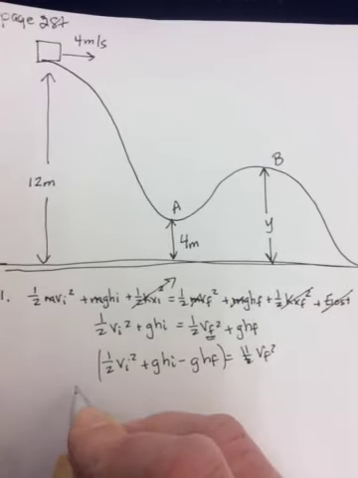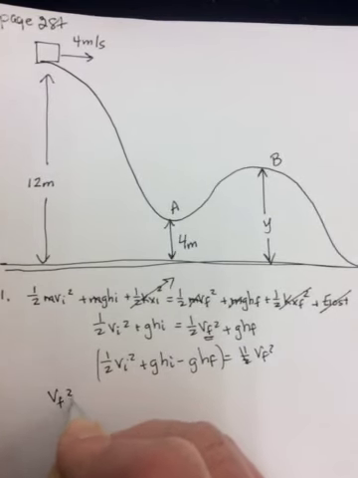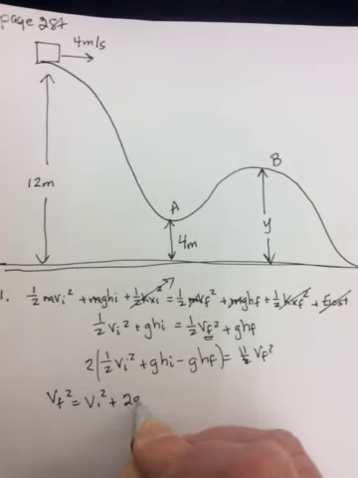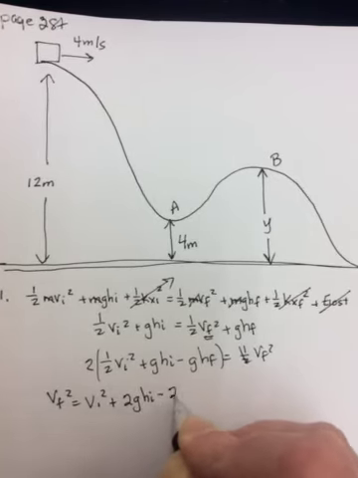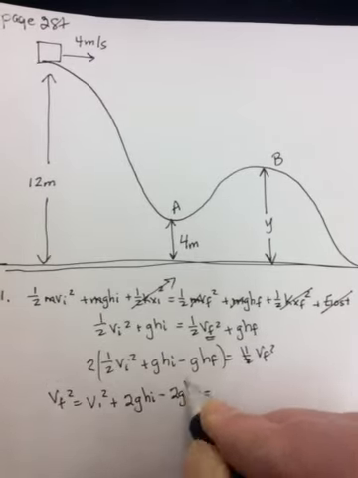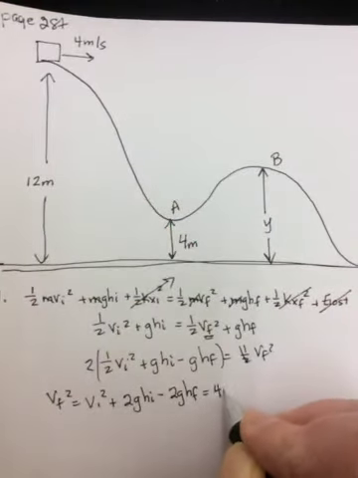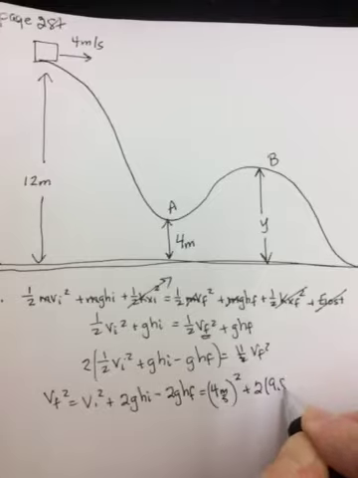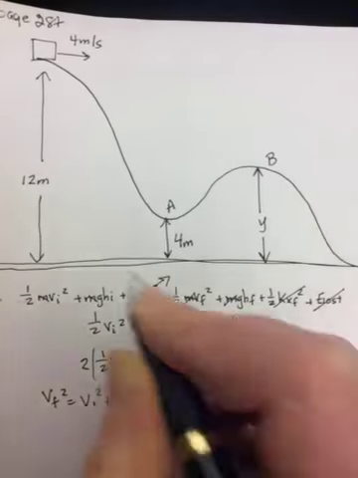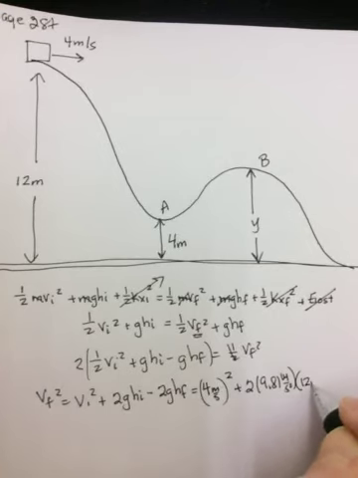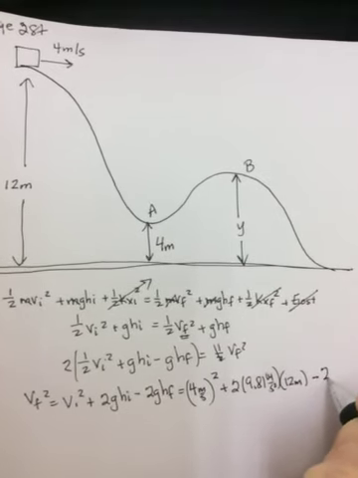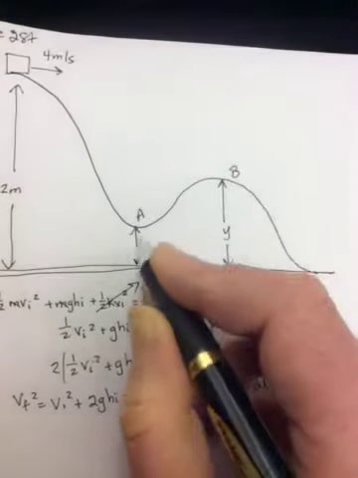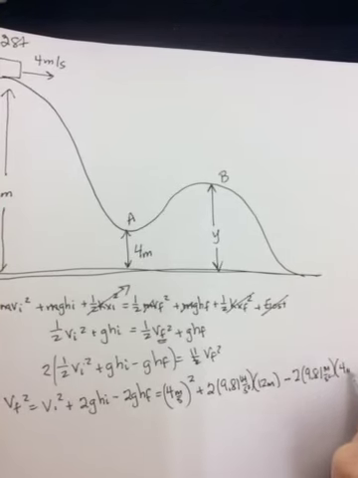Okay, so when we multiply this by 2, we'll be left with v f squared is equal to v i squared plus 2 g h i minus 2 g h f. And now we can fill our values in. Our speed at the top was 4 meters per second, and it's going to get squared, plus 2 times 9.81 meters per second squared, and our height there was 12 meters, minus 2 times 9.81 meters per second squared, and our height at the bottom is 4 meters.